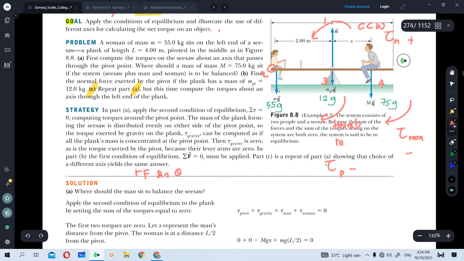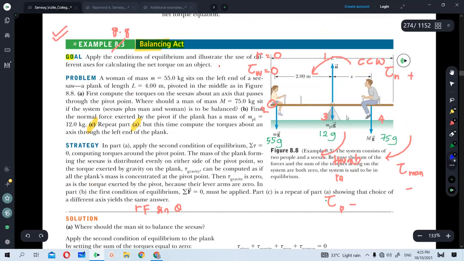Now, how about torque by the woman? You will find that torque by the woman is 0. Why? Because R is 0. Let's recall what R is. R is the lever arm, the moment arm, where it's the distance from the axis of rotation to the force applied, and that's the reason why it's 0.